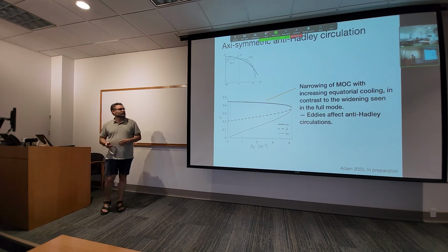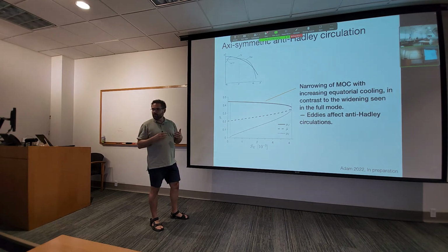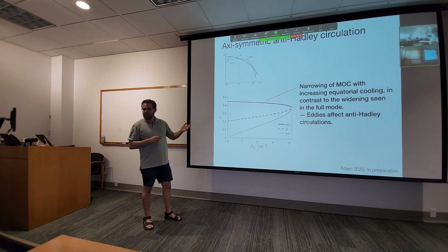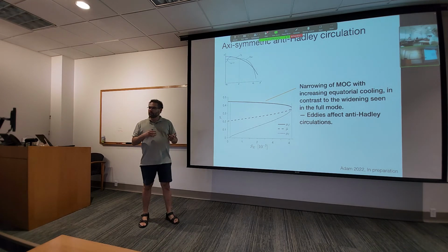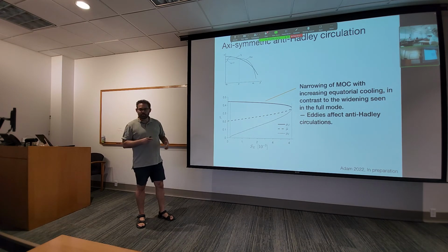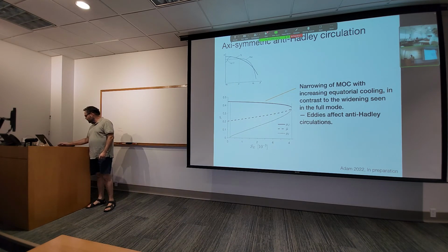What I find in this exercise is that as you increase equatorial cooling, the edge of the Hadley circulation actually draws closer. The Hadley circulation narrows instead of widening as in the full GCM. And what this implies is that eddies are actually also important for these transitions from Hadley to anti-Hadley circulation, or for variations in modality. So it's not just about what happens at the equator.